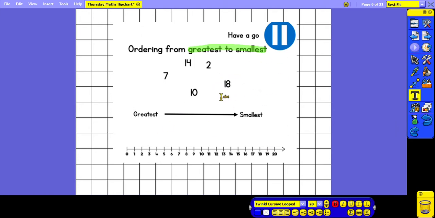Okay, so the greatest number is 18. And then we are working our way backwards. So the numbers should be getting smaller each time. The next greatest is 14. Then 10. Then 7. And the smallest of all of the numbers is the number 2.